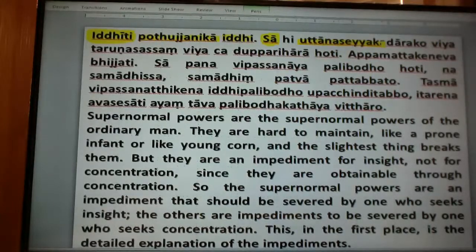Uttana Seyaka Dharakoviya. This is an example given to understand. Uttana means lying down. Seyaka is lying down. Uttana is a just born baby. A just born baby cannot roll over, like this. Uttana is like a just born baby.